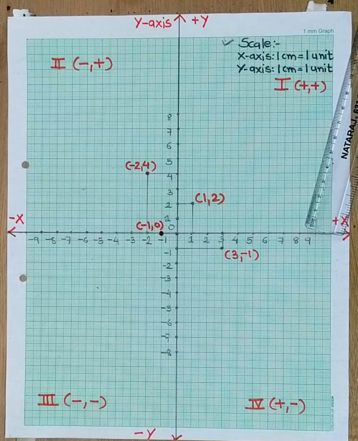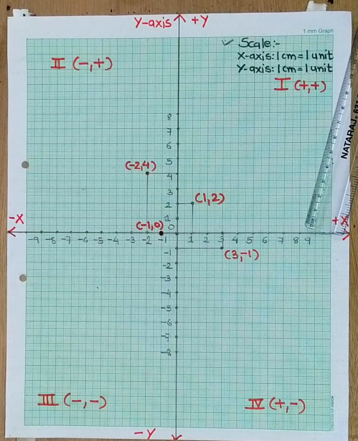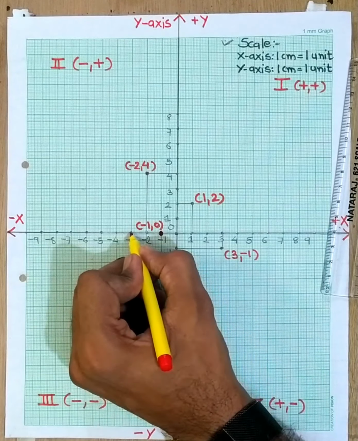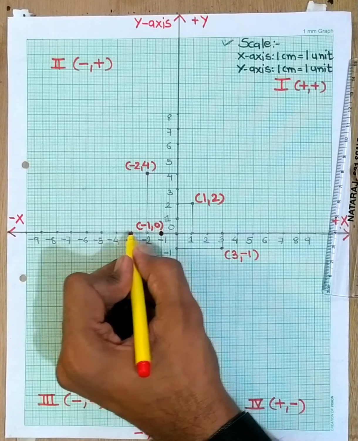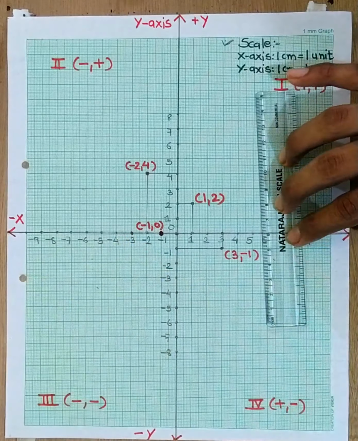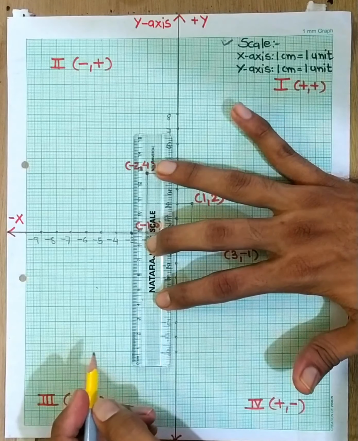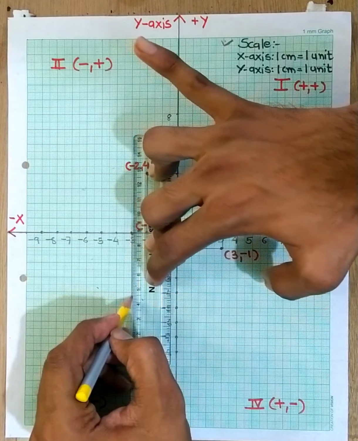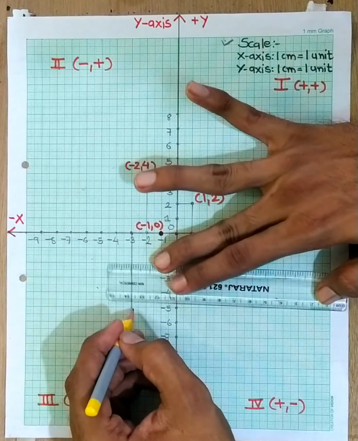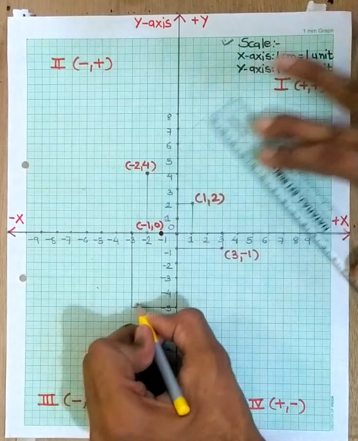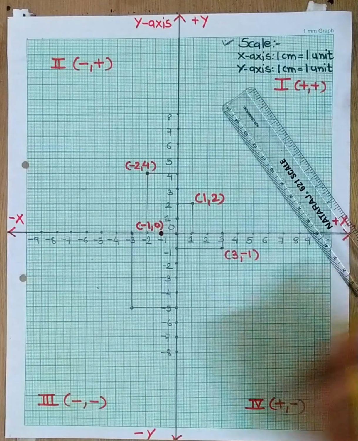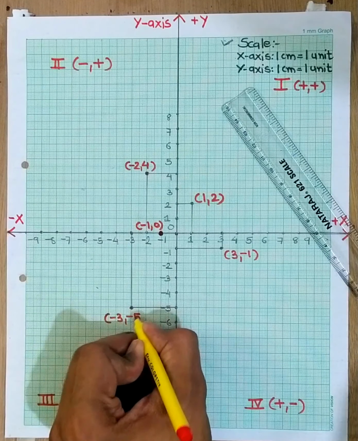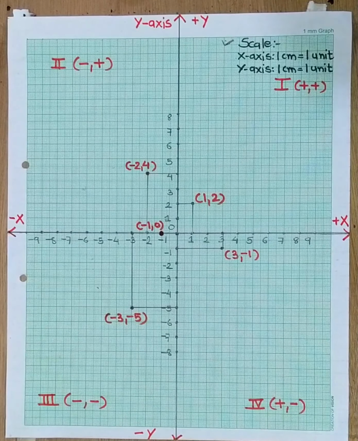Now moving on to the last point, that is -3, -5. So -3 on x axis and -5 on y axis. So they will be over here. We are going perpendicular from -3, and perpendicular from -5, both will intersect at this point. So at this point we have -3, -5. So it lies in the third quadrant, clear.